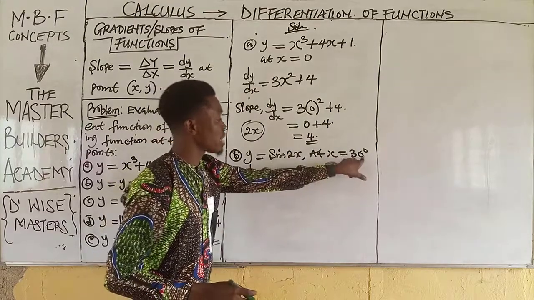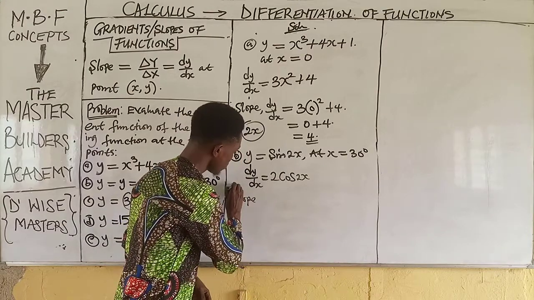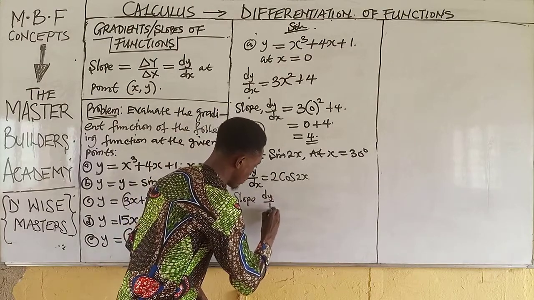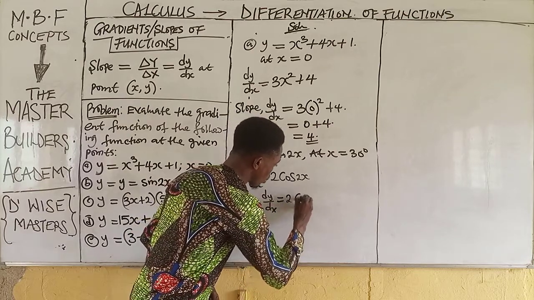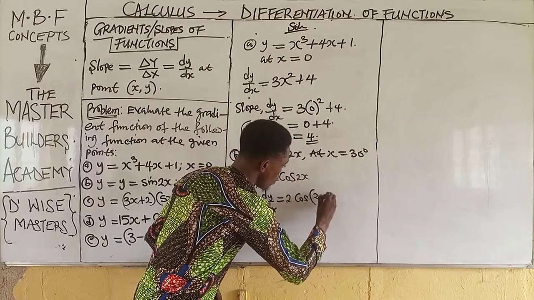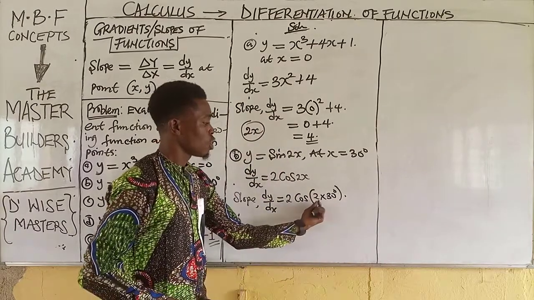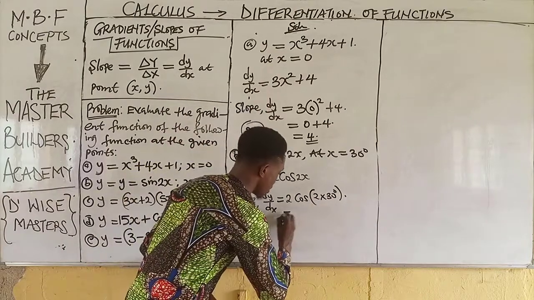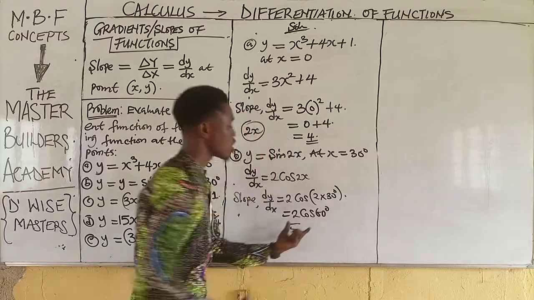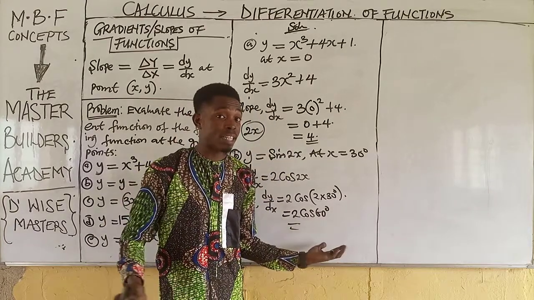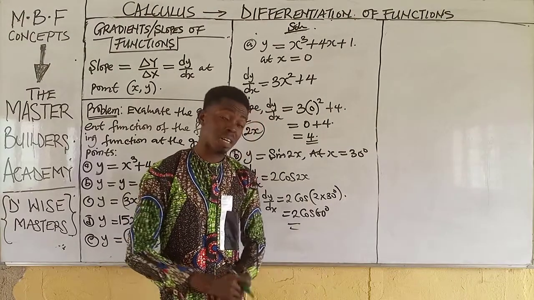So at x equal to 30, therefore, we have our slope, which is dy over dx, equal to 2 multiplied by cos of 2 multiplied by 30. 2 multiplied by 30, we have this as 60. So we have this as 2 cos 60. Now, guys, you can use your calculator to have this done at once, since it is subjective. Alright? You can input this in the calculator, and you will have the answer.